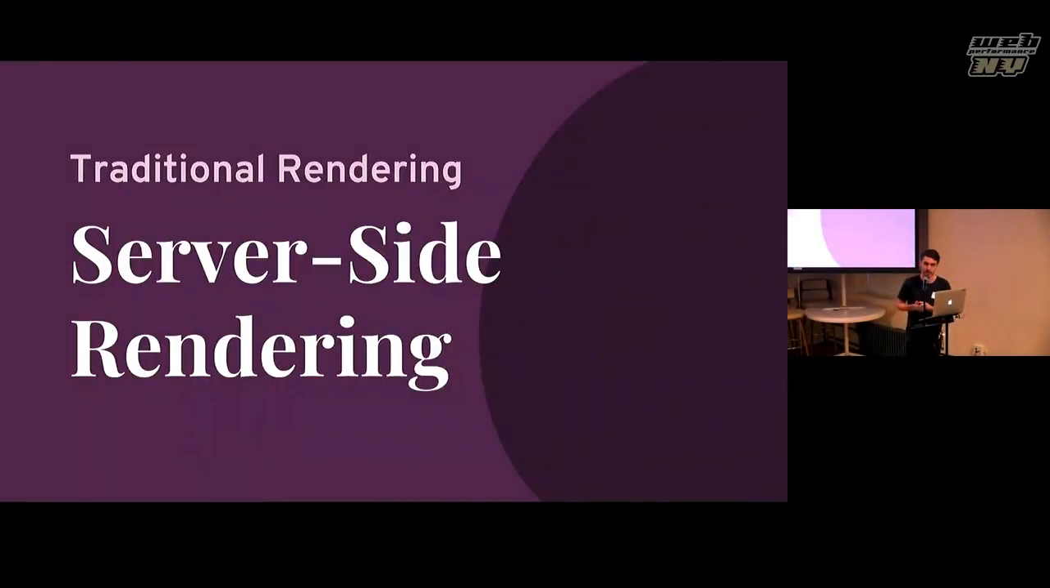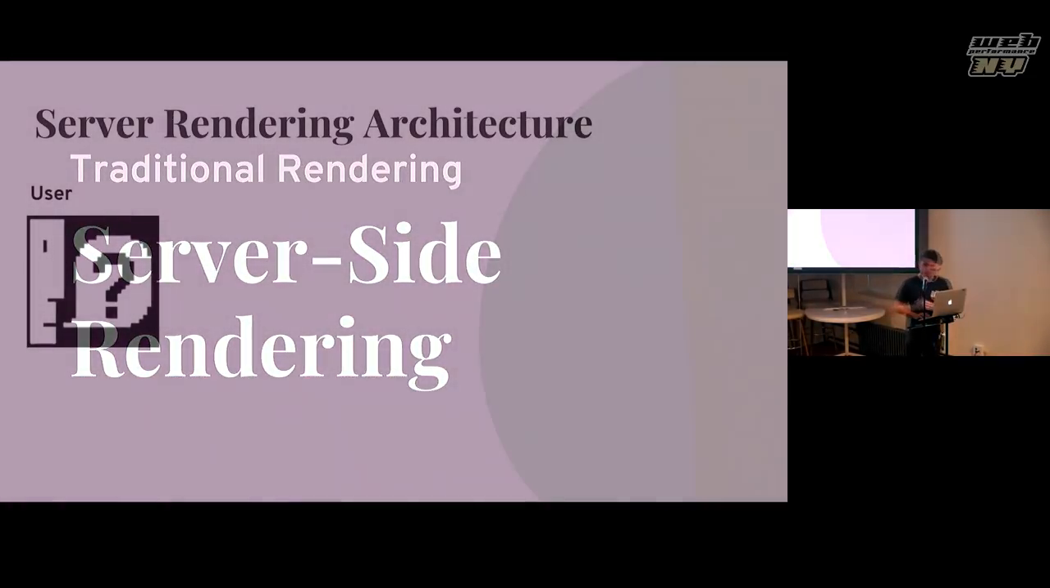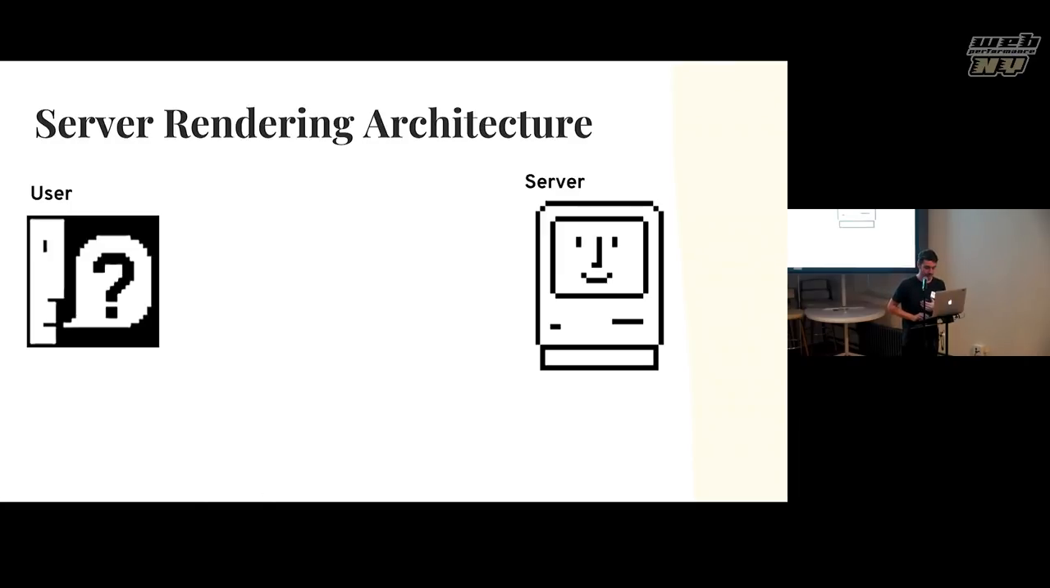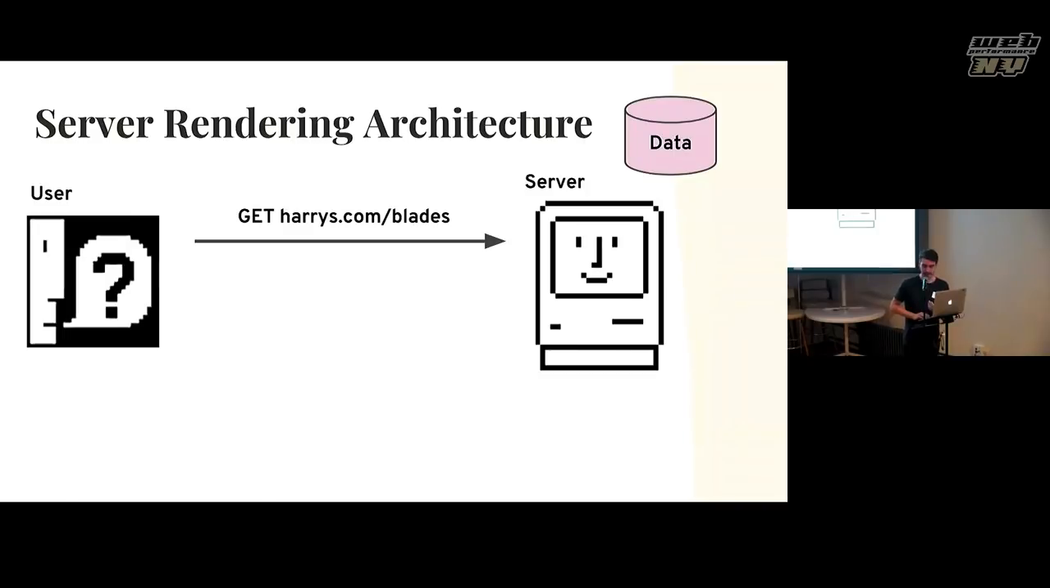So first, we'll talk about server-side rendering. Some of you may already be familiar with this, but we'll go through it anyway. In a traditional server rendering architecture, you have a user and you have a server. A user will make a request for a specific page. In this case, it would be the harrys.com blades page, one of our product pages. And the server has access to a couple of different things. It has some data, and it has some page templates.